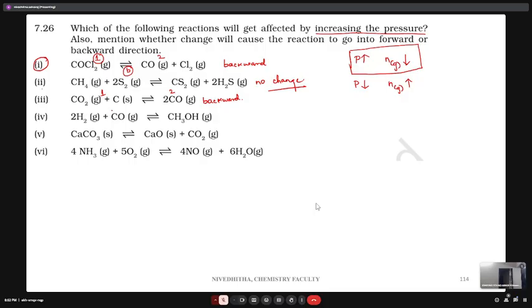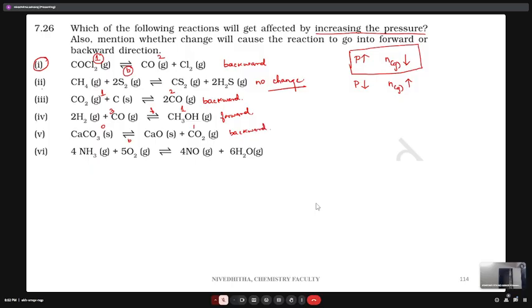Here, reactant side we have 3 moles, and in product side we have 1 mole. So here, forward reaction will occur. Super. Fifth one. Backward, ma'am. Yes, backward, because reactant side we have 0 moles of gaseous species. Here 1 mole. So backward reaction will occur to reduce the number of moles of gaseous species.